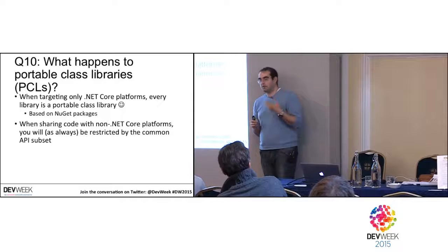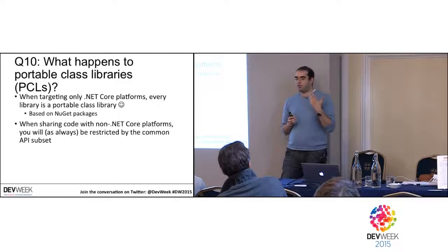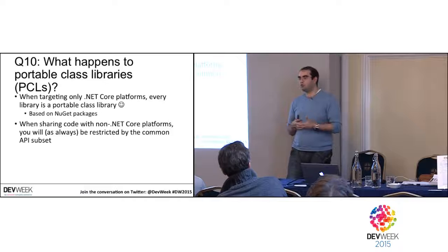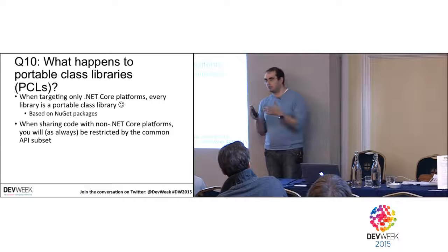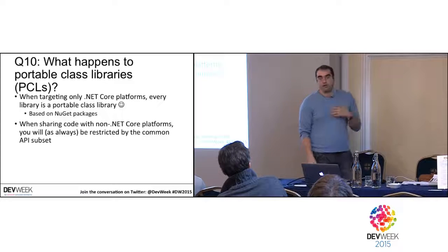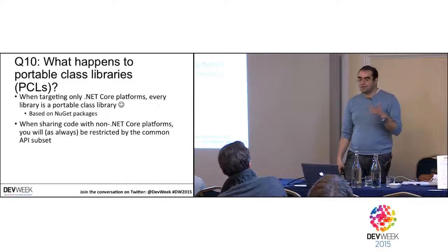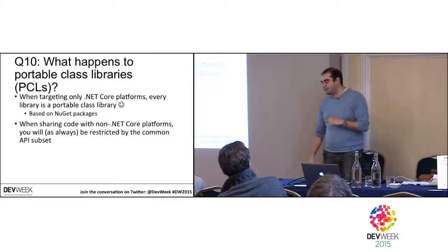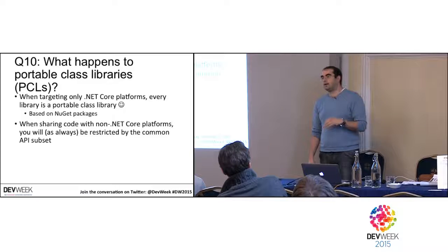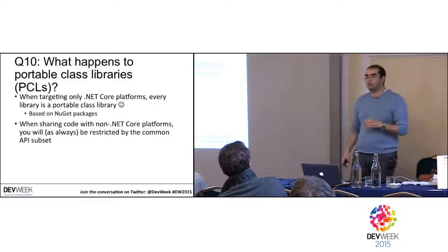Maybe in a year or two, you wouldn't have to think so hard about making stuff portable, making a portable class library. You target .NET Core by default, and it's just portable by itself. If you share code with non-.NET Core platforms, say Windows Phone 7 or Silverlight and so on, then obviously you'd still need PCLs. You'd still need portable class libraries that restrict you to the common subset.